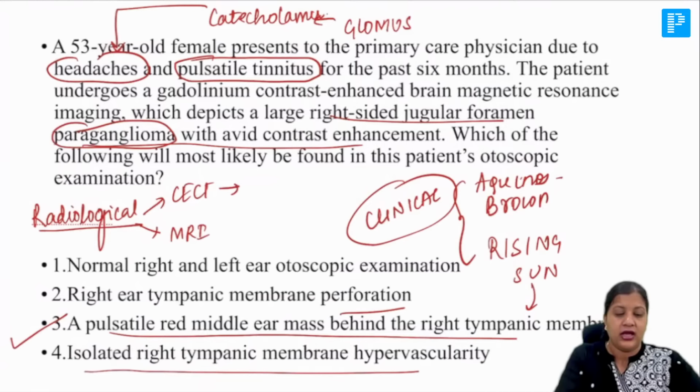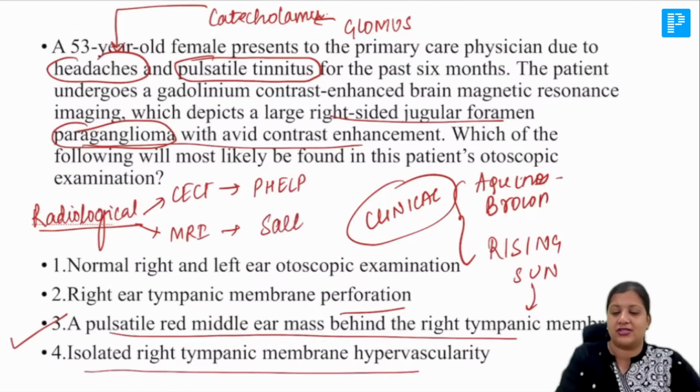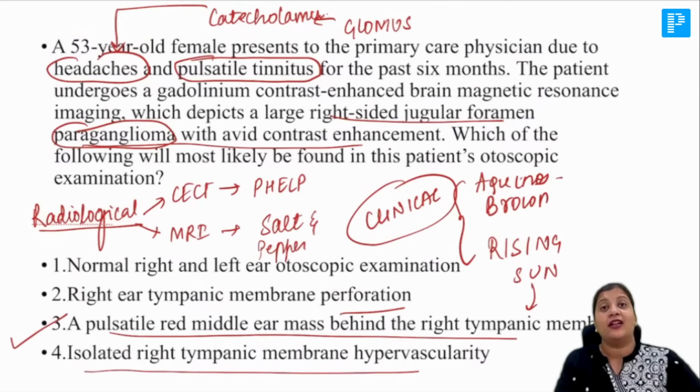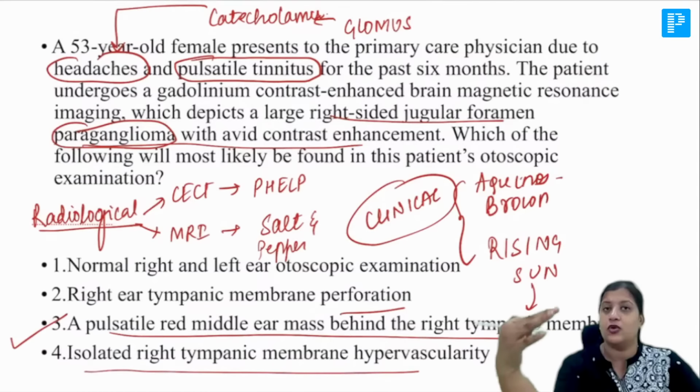Yes, very good. It is Phelps sign that we see in the CT, where we see erosion of the bone between the carotid and jugular, which is right. Most of you have answered. Himanshu, you're absolutely right. Alia, you're absolutely right. On MRI, we see an appearance which is called salt and pepper appearance. Very, very good.